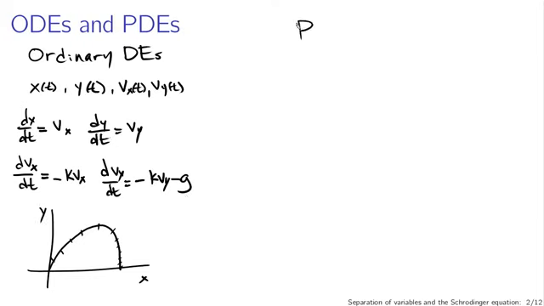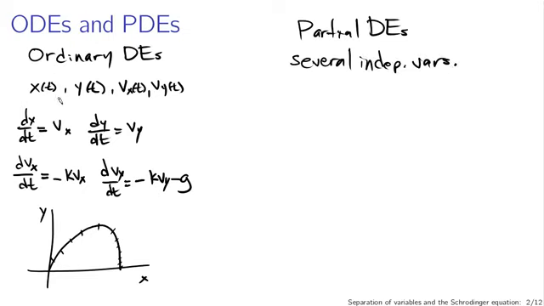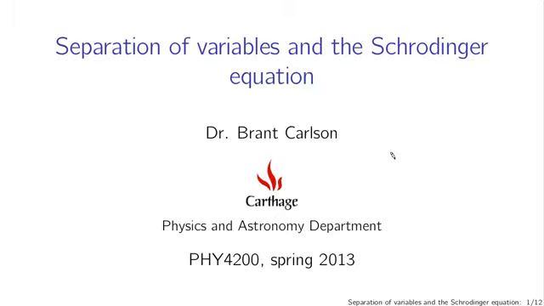Partial differential equations, on the other hand, PDEs, you have several independent variables. So where in an ordinary differential equation we only had time, and everything was a function of time, in a partial differential equation, what you're trying to solve for will have several independent variables. For example, the electric field, the vector electric field in particular, as a function of x, y, and z.